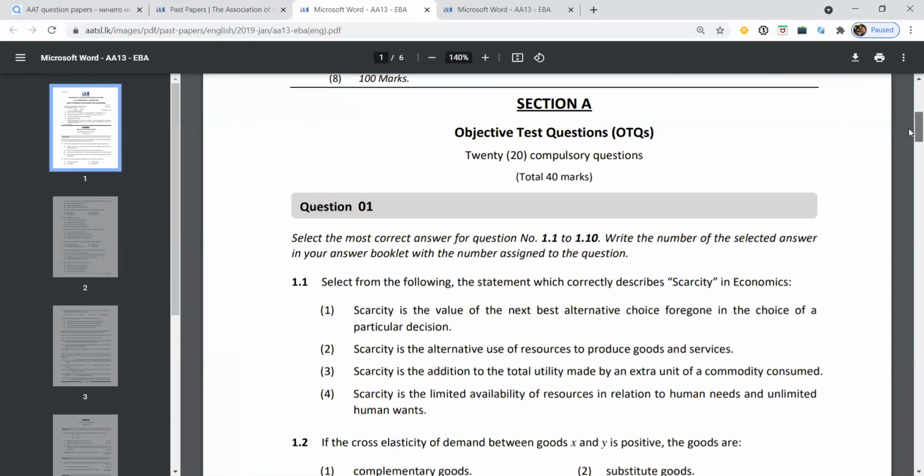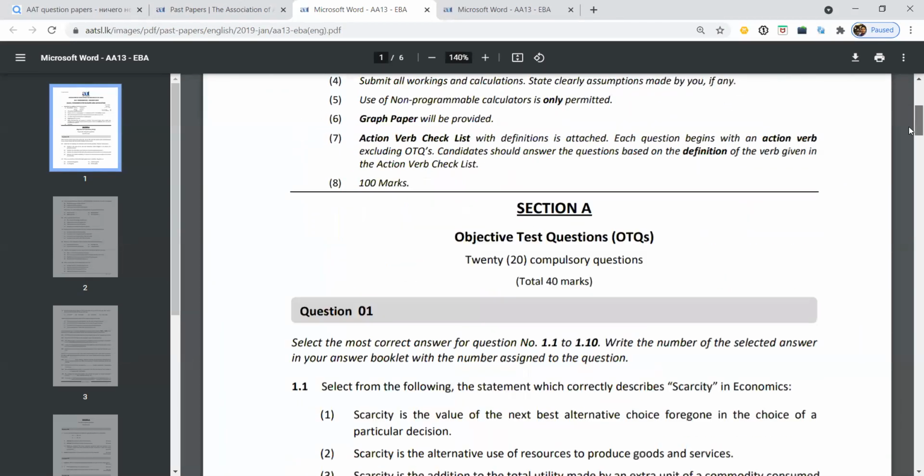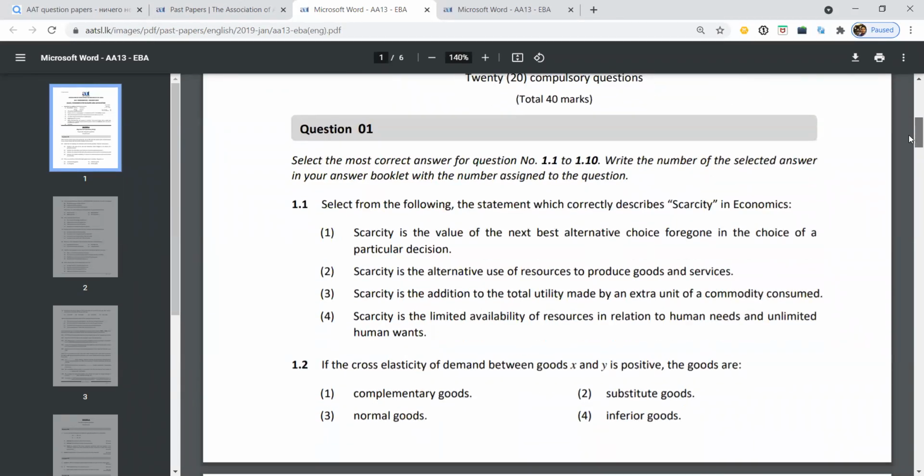This is a 2019 paper. It's about first question, scarcity. Scarcity is that resources are limited in relation to human needs, right? So answer is in this question, fourth one. If cross elasticity of demand between X and Y is positive, positive means a substitute good.